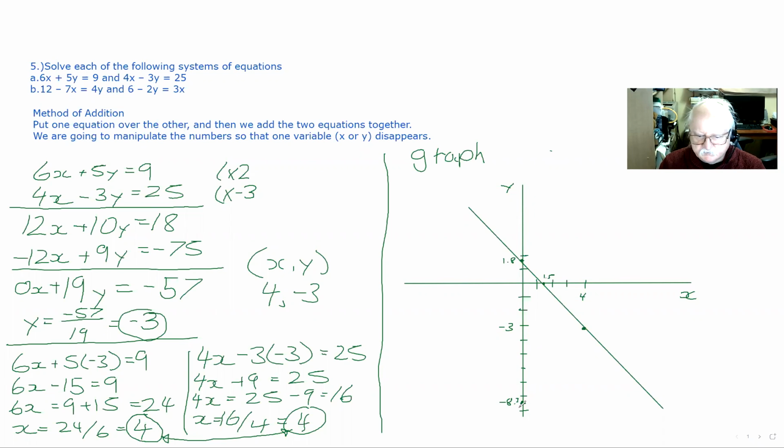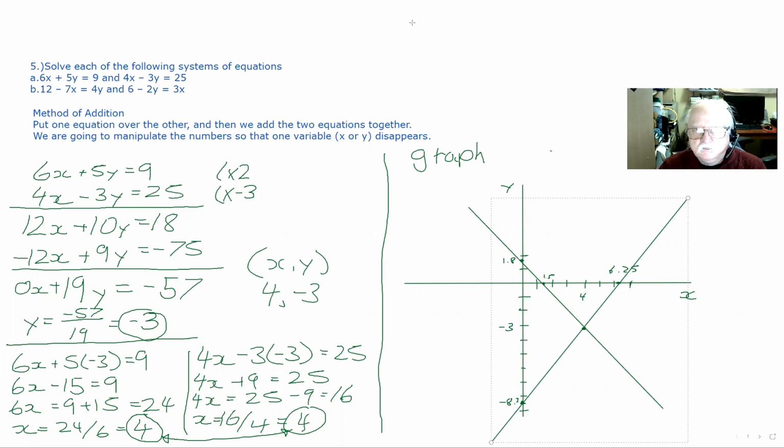Negative 8.3. And when y was 0, x was equal to 6.25. So 4, 5, 6, 7, 6.25, roughly like right here. And again, we want to put a straight line through all those points. That one and that one.